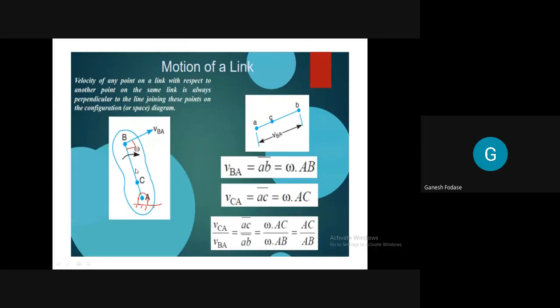So in this case, if I want to find the velocity of B with respect to A, this is the velocity of B with respect to A, and this direction is perpendicular to this link. It must be perpendicular to the link. My question is why it must be perpendicular to the link? Angular velocity. No. Any other?